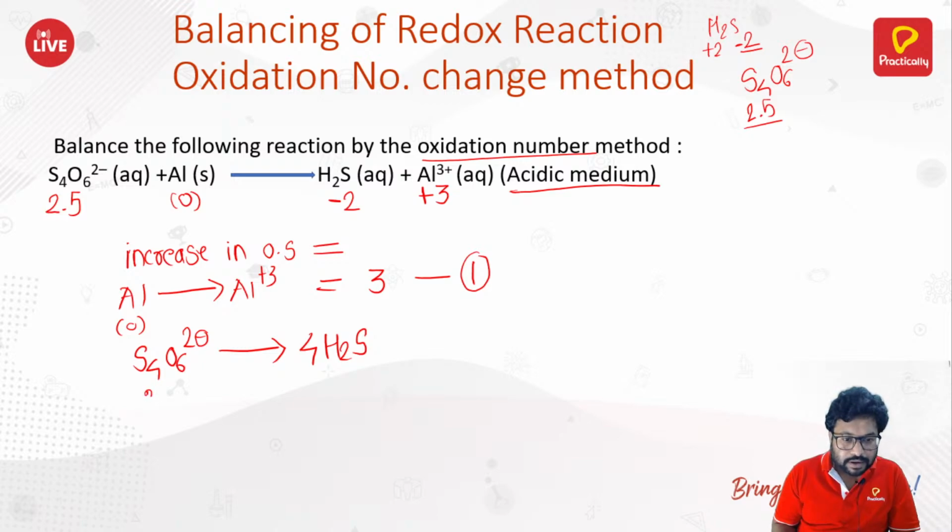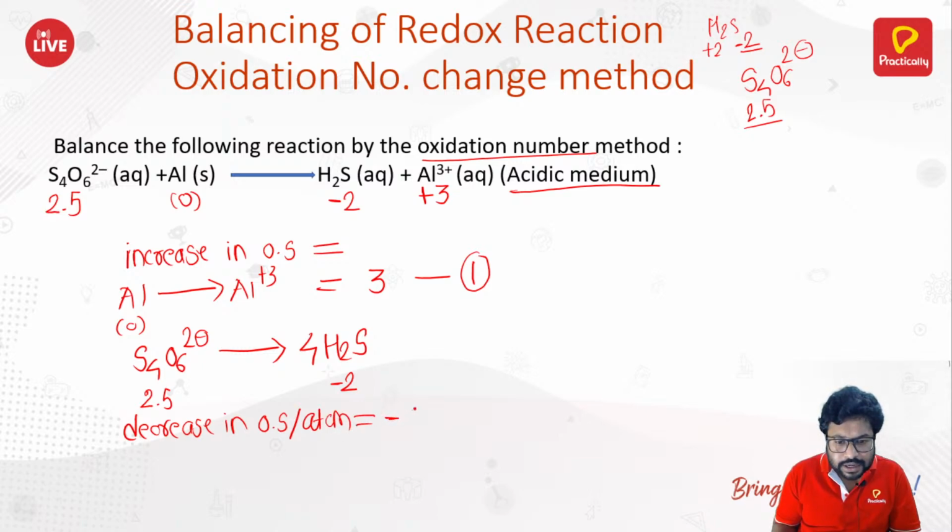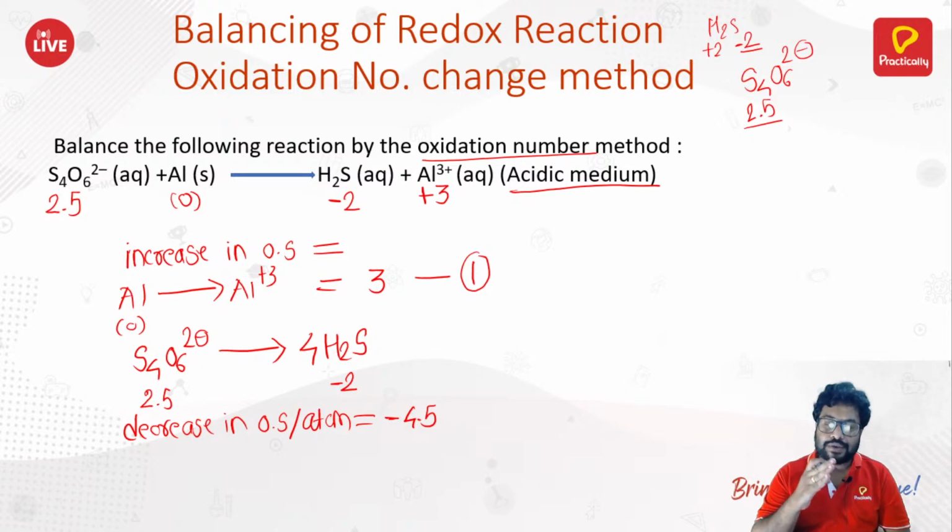Sulfur is going from 2.5 to -2. So 2.5 to -2 is how much? It is equal to 4.5, right? But that is for each sulfur atom. That is why I should write decrease in OS per atom. Decrease in OS per atom is how much? -4.5. Because each sulfur is going from 2.5 to -2, no? So that means decrease in OS per atom has to be -4.5.